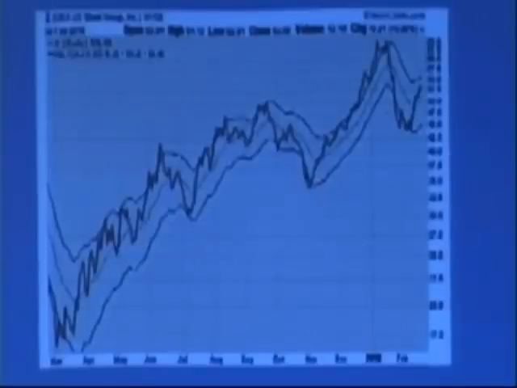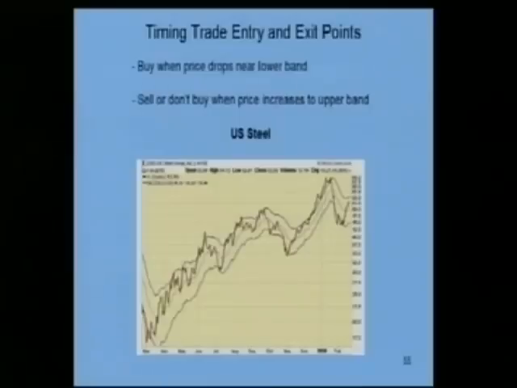So I believe this is U.S. Steel. The stock here, the example, is U.S. Steel, and I just took this chart a few days ago. So we'll see how we can use these Keltner channels. They're very useful.